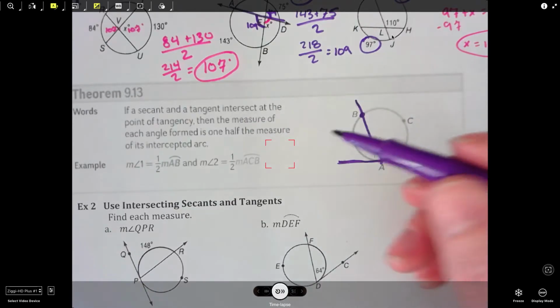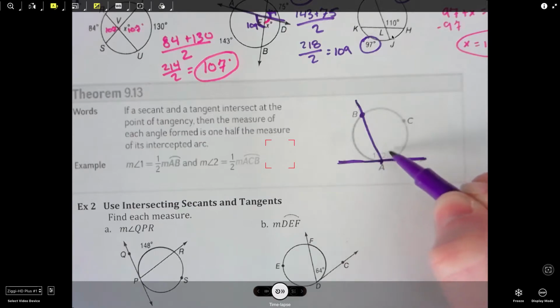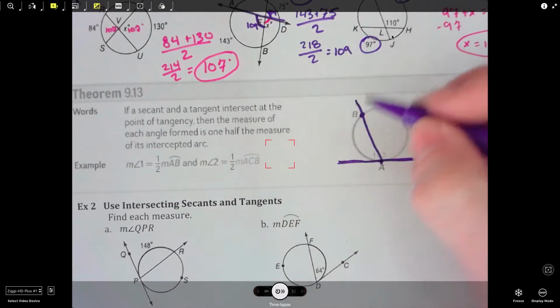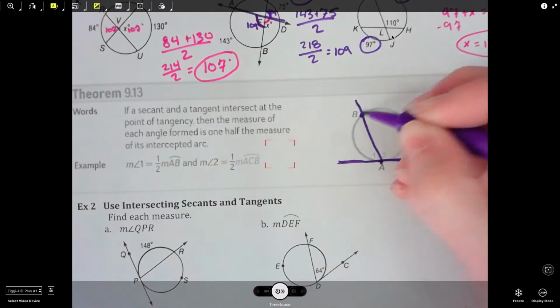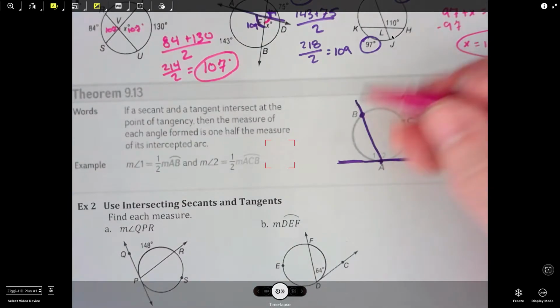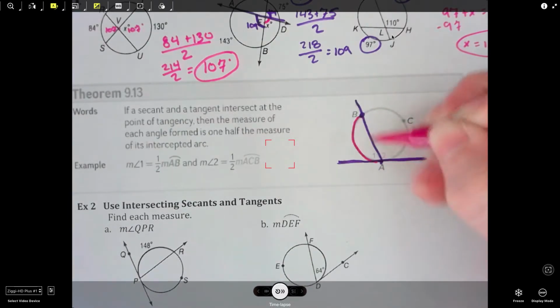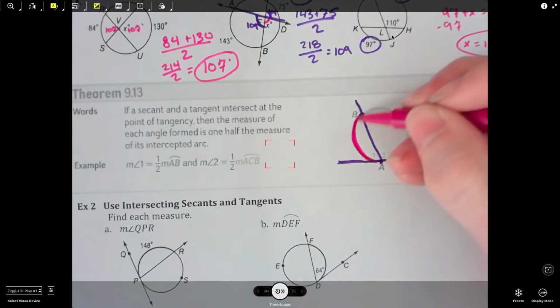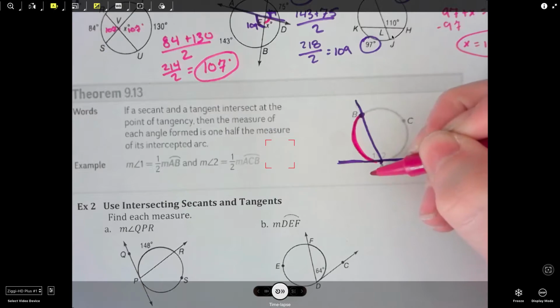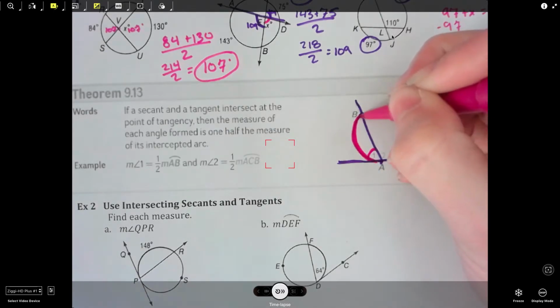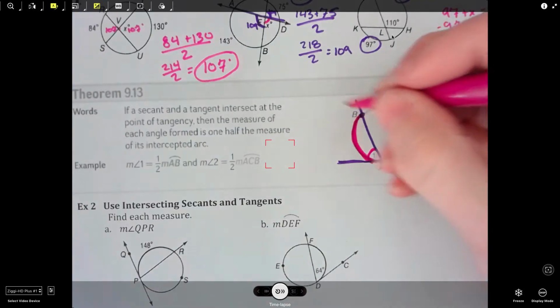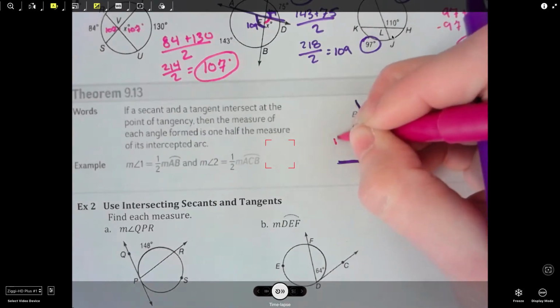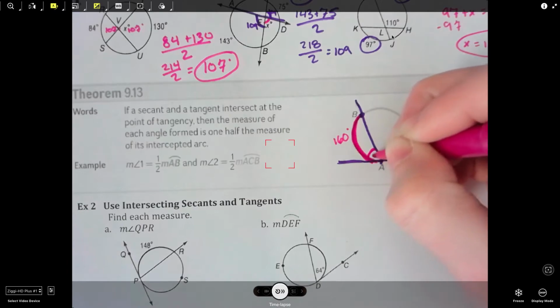And they want us to find the measure of angle 1 or the measure of angle 2, all right? So the measure of angle 1 is separated by this chunk here, this arc AB on this side, okay? And what they're saying here is when you have a secant line intersecting a tangent line, it splits it into a little half moon here. Angle 1 is going to be half of what this arc measure is. So let's say this arc is 160 degrees. Angle 1 is just half of that, so this would be 80 here.